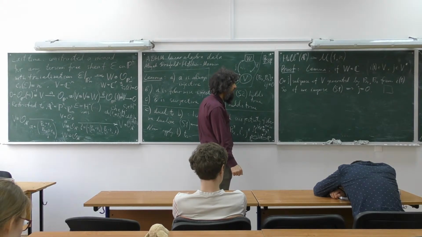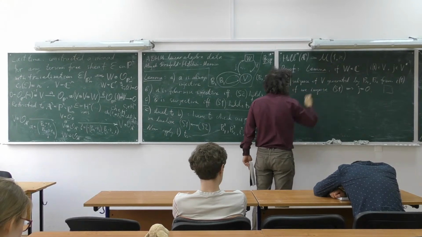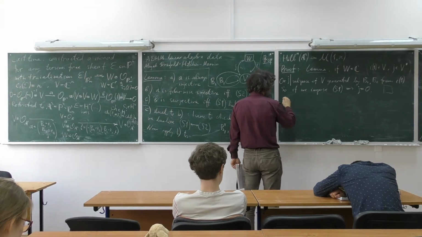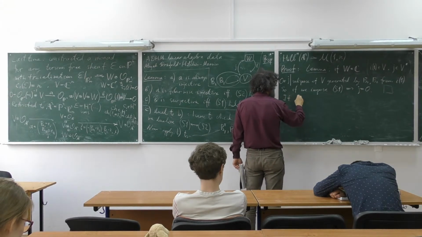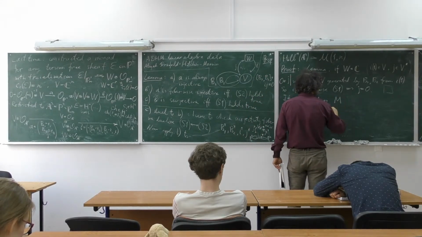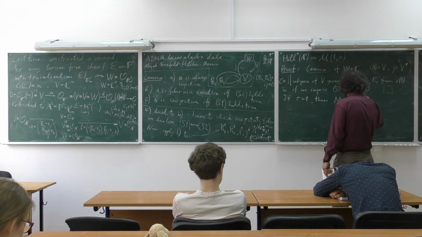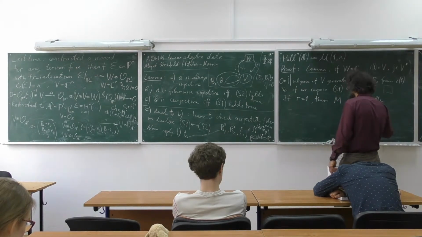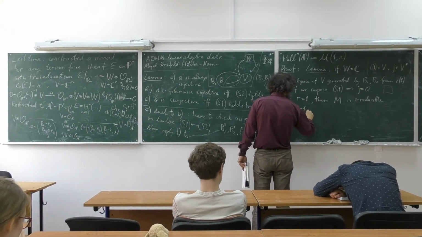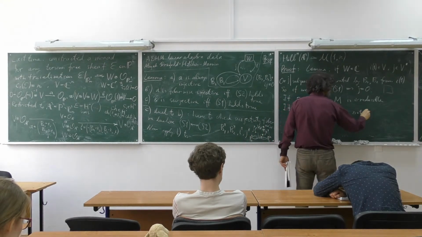But there's a key difference between r equals 1 and r bigger than 1. If r is bigger than 1, then the subspace M cut out by this equation is irreducible. Okay, and if r equals 1, then M has n plus 1 irreducible components.